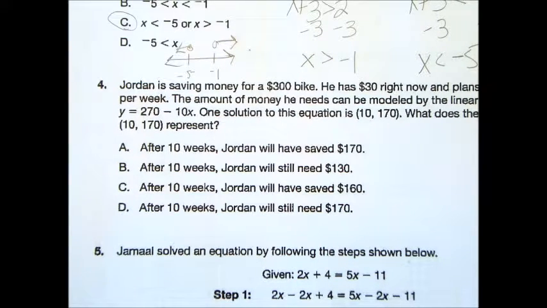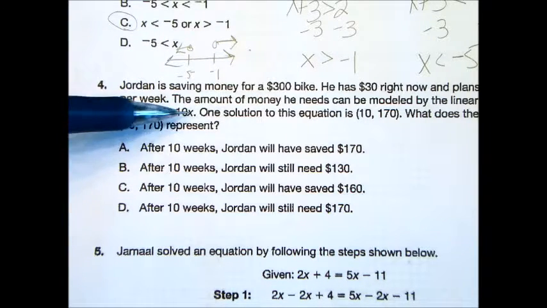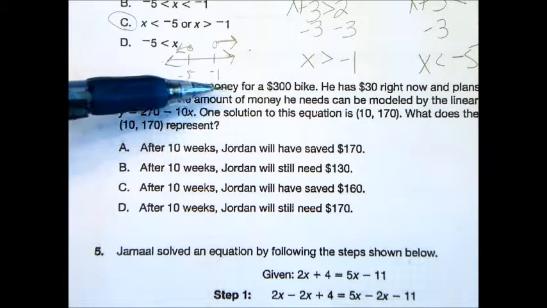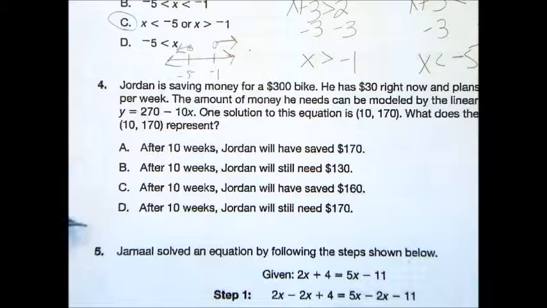Number 4. Jordan is saving money for a $300 bike, so he wants to get $300. Right now he has $30 and he plans to save $10 every week. The amount of money he needs can be modeled by this equation: y equals 270 minus 10x. The reason for the 270 is because he needs 300, but he already has 30, so that's where the 270 comes from. And you might be confused about the minus 10x. The minus 10x is because how much he needs is going down by $10 a week.